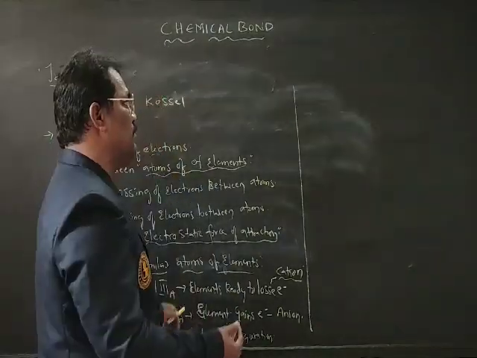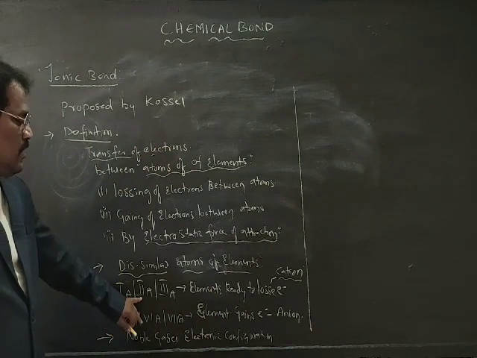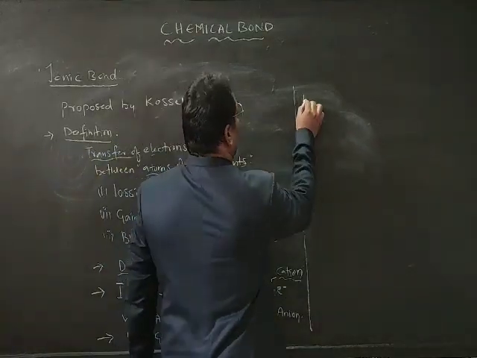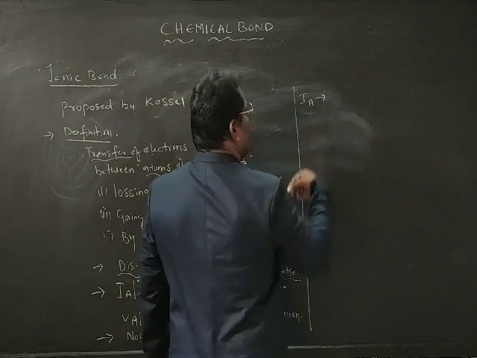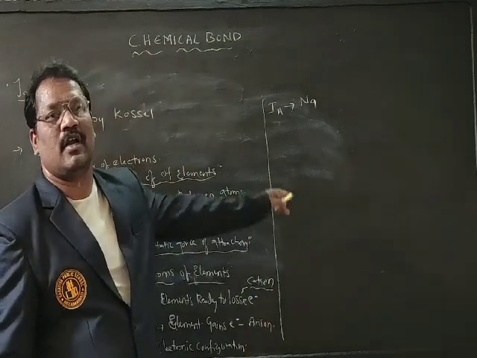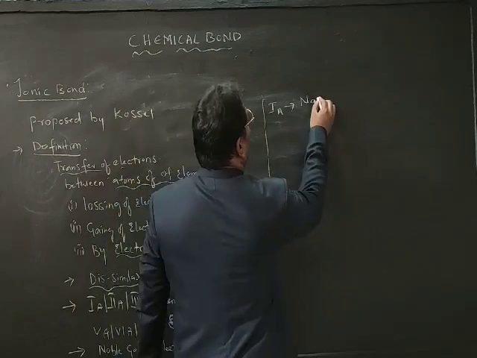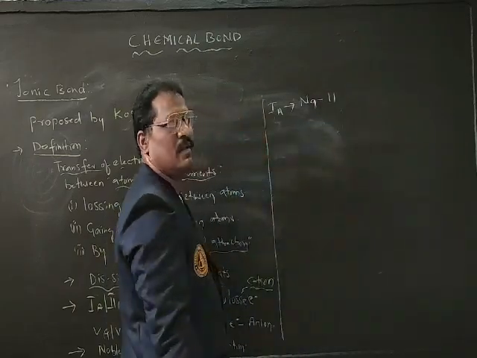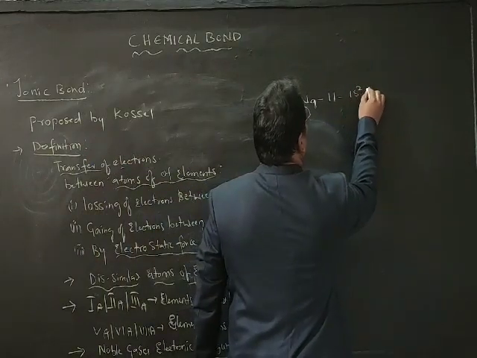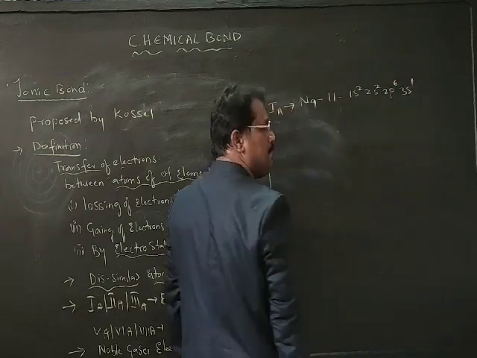Now we are going to the concept with examples, and how they will be used here. I have said first A group elements, second A group elements, third A group elements. If I go for first A group elements, I can take an element called sodium. We know the sodium symbol is Na. Its atomic number is 11. Electronic configuration is 1s2, 2s2, 2p6, 3s1.